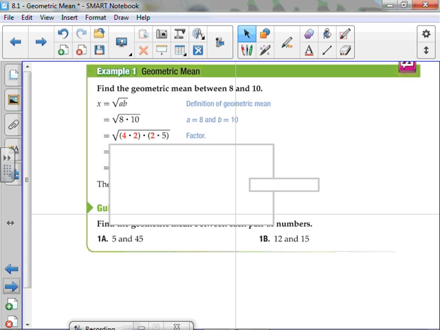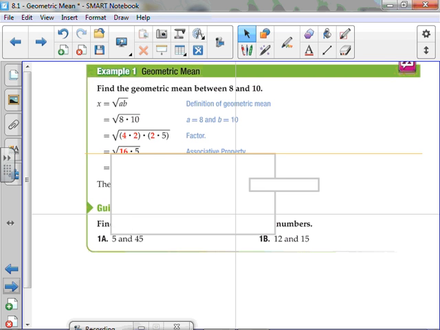And what is 4 times 2 times 2? Yeah, it's 16. We need to factor it so that we can simplify. You see how we rewrote this as 16 times 5? Why would you do 4 times 2 times 2? We want to rearrange the factors so we have a perfect square. 4 times 2 times 2 is 16.